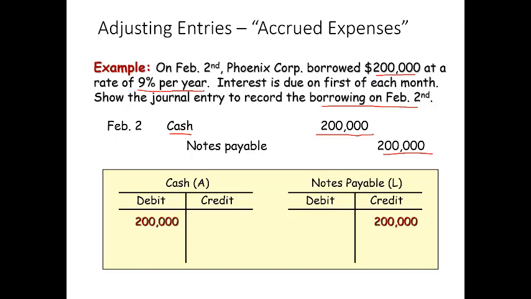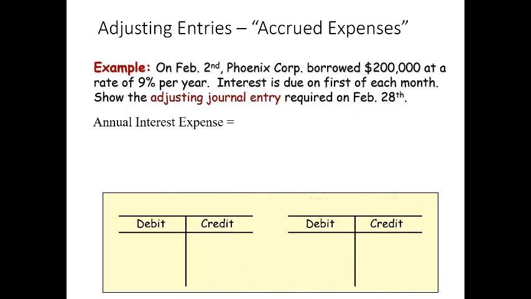We're going to have to pay 9% interest per year, so we make an adjusting journal entry. We might not have paid the interest yet. Interest is due on the first of each month. It says, show the adjusting journal entry on February 28th. We haven't yet paid the interest, but we want to put together our financial statements. So we need an adjusting entry for this interest expense that we've accrued on this bank loan.